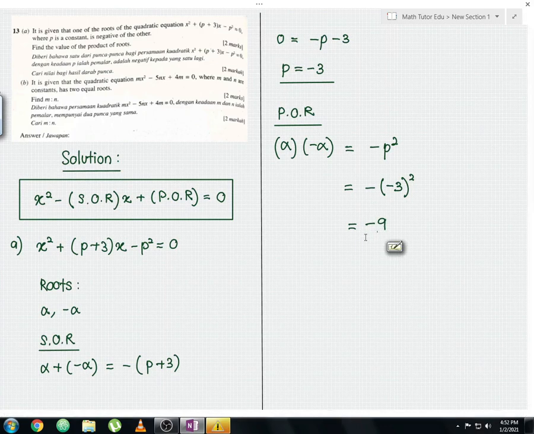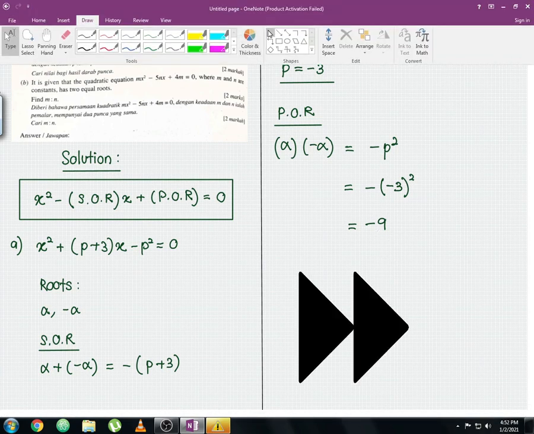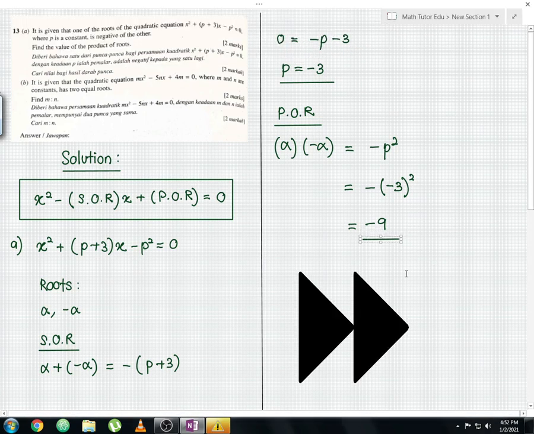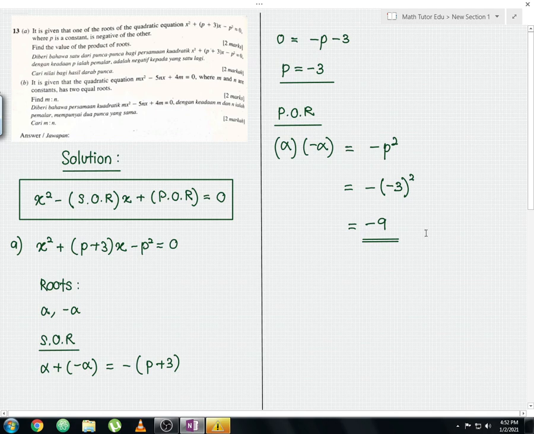Okay, so let me underline the solution. That is all for the question part A, guys. I hope you understand the full working that I've shown to you for the question part A. Let us proceed to the question part B now.